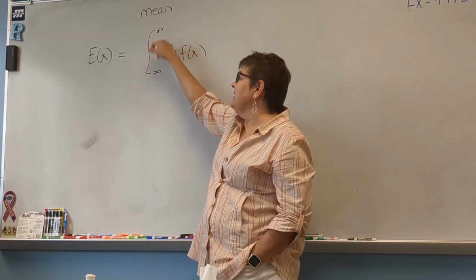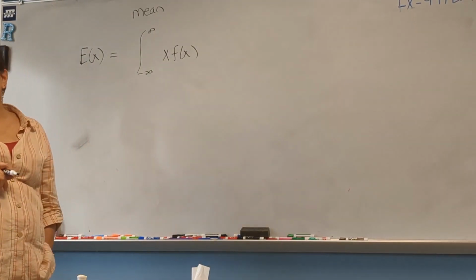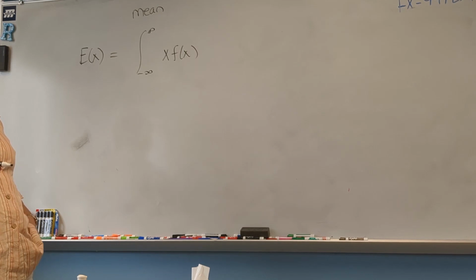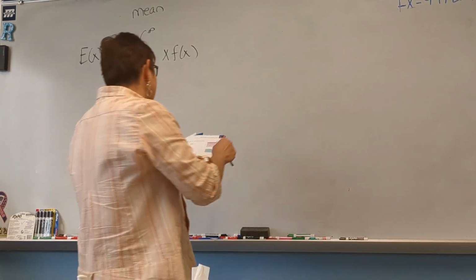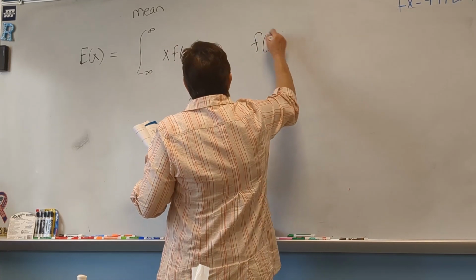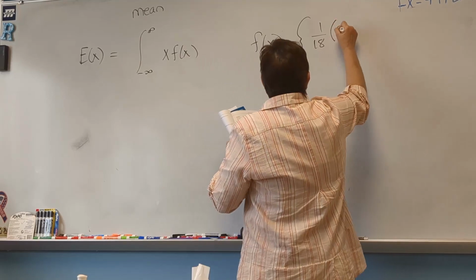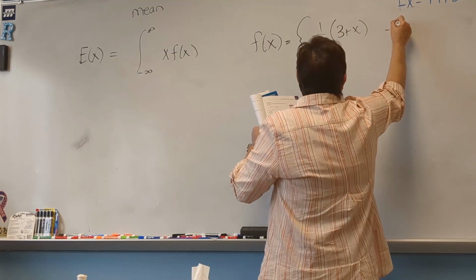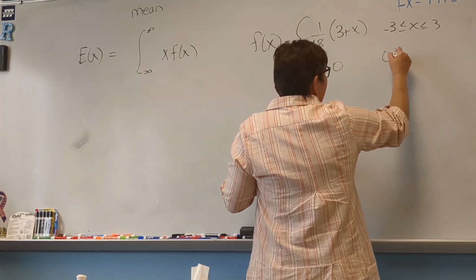I feel like that's kind of misleading. Are we using the same function for the mean? No, we're going to do another one. So let's say I want to find the mean of 1/18 times (3 plus x) from -3 to 3, and it's 0 otherwise.